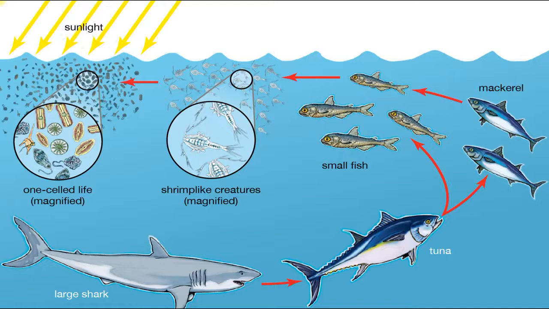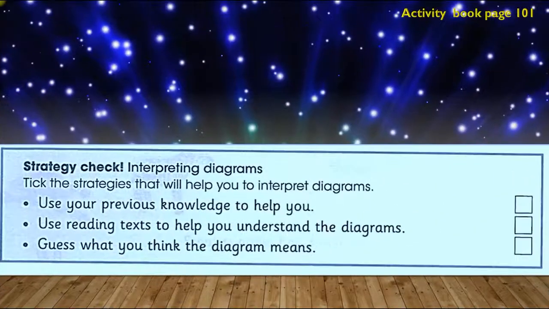This is the same picture, but this one is from National Geographic. Here you have the one cell life and the shrimp-like creatures. They are all eaten by the small fish, and the small fish is eaten by bigger fish, and then we have the sharks eat all of them. What I want to say is there is a chain for food.